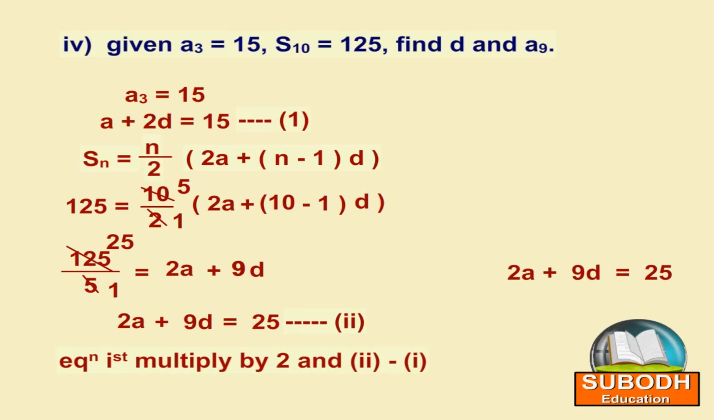Equation second, 2a plus 9d is equal to 25. First equation multiply by 2, we get 2a plus 4d, 15 into 2, 30. Sign change. Plus 2a minus 2a cut. 9d minus 4d, 5d. 25 minus 30, minus 5. Divide 5 on both sides. d is equal to minus 1.